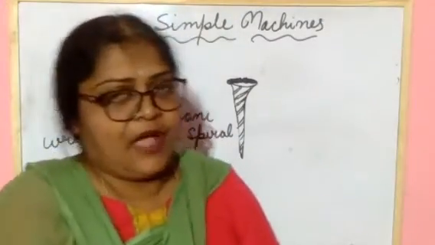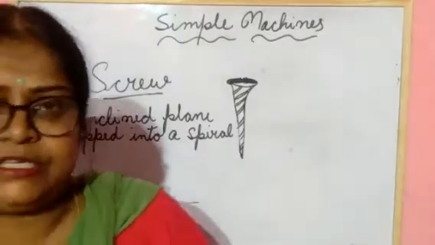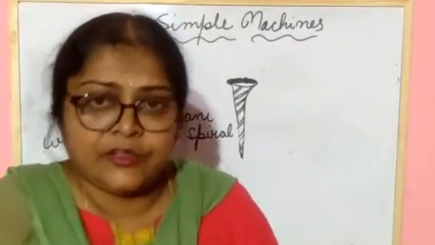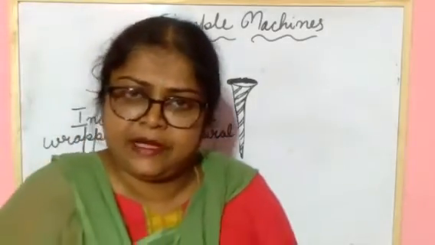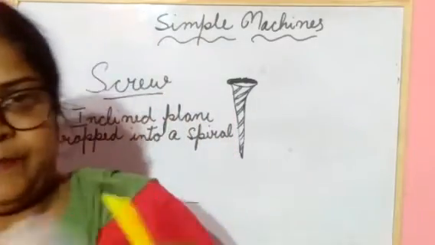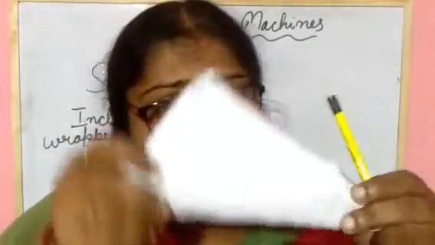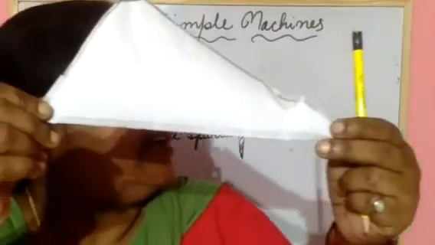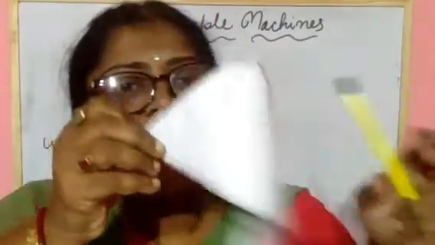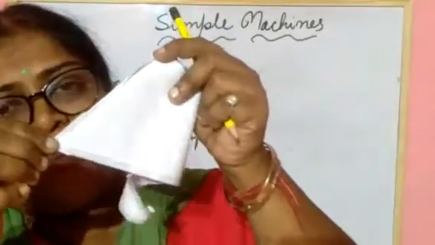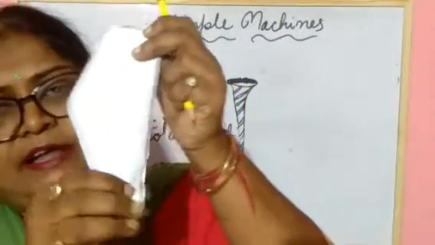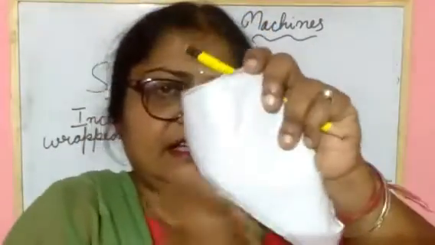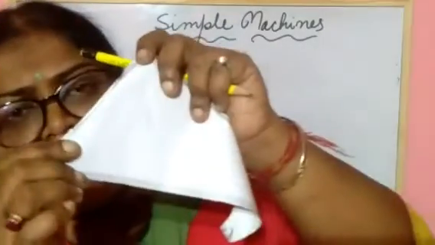If you have not done it, you will do it at home. How will you do it? You will take one paper and cut that paper as a right angle triangle. After that, you will make a border there with your pencil, a side border, a little bit broad.